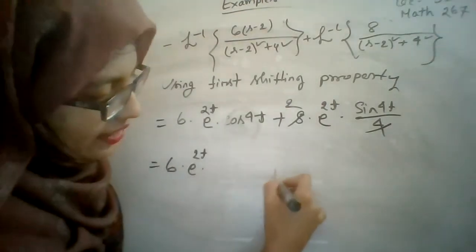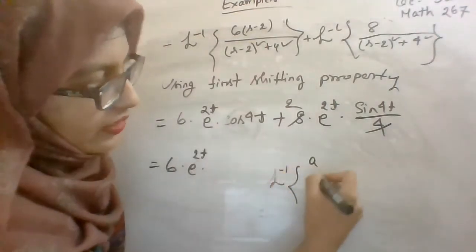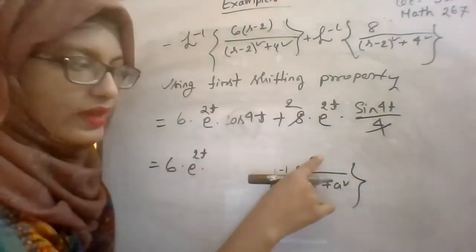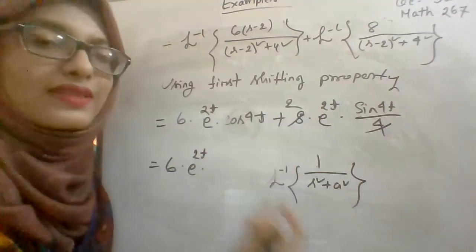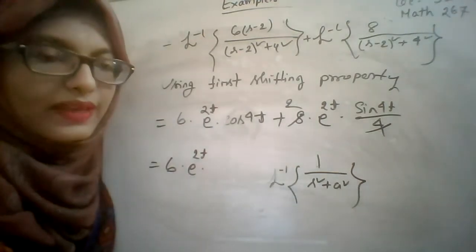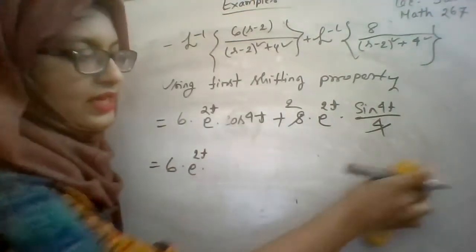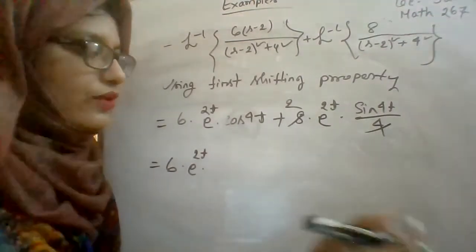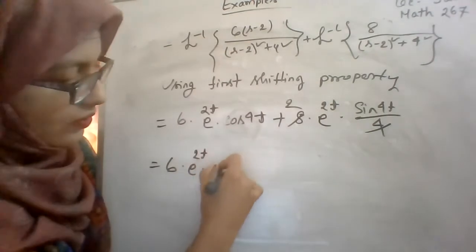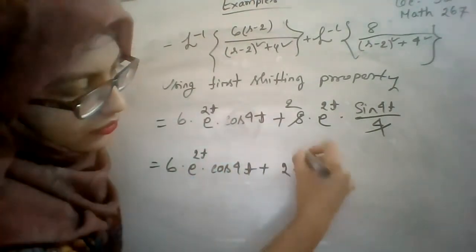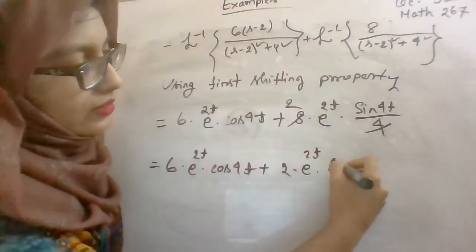When you find the inverse Laplace transformation of a by s square plus a square, then it will be sine at, and when it is 1 by s square plus a square, then it will be sine at by a. These two are the same thing. If you want to use that formula, then it's okay, no problem. Cos 4t plus 2 e to the power 2t sine 4t.